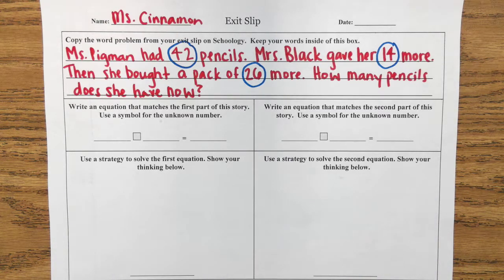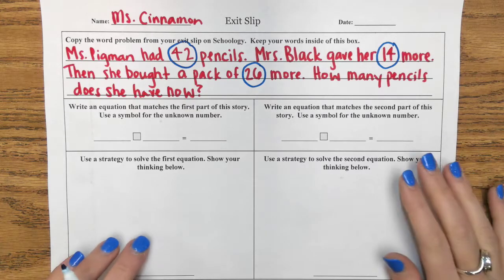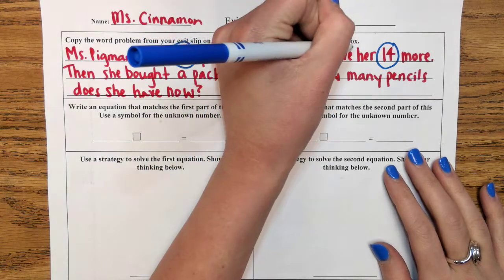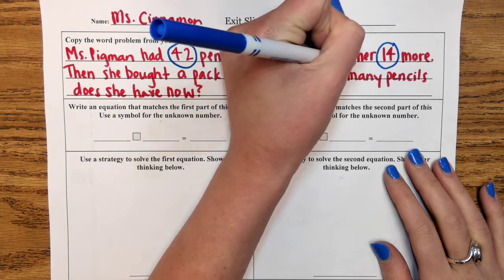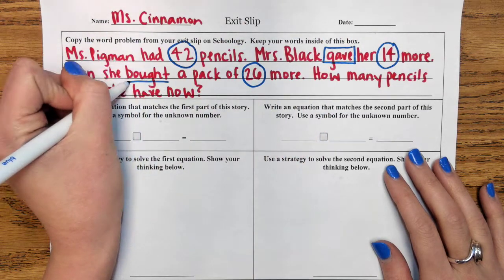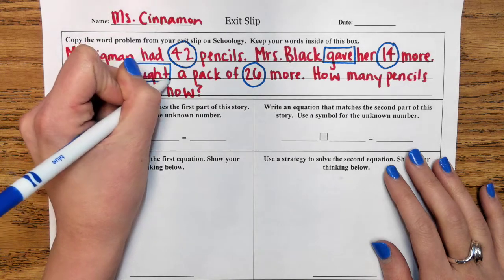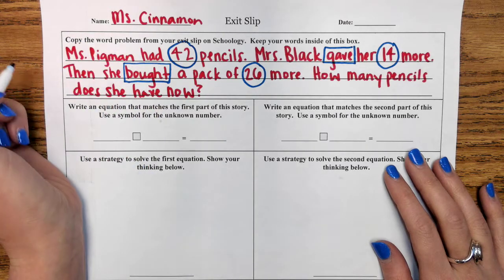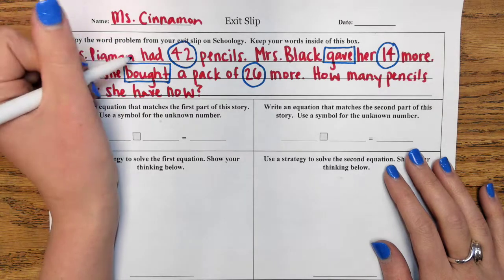Next, I'm going to put a box around my verbs, which are the action words. I see gave. I see bought. And I see had.